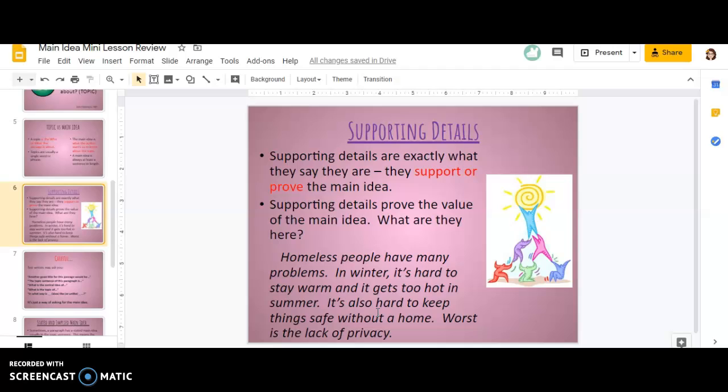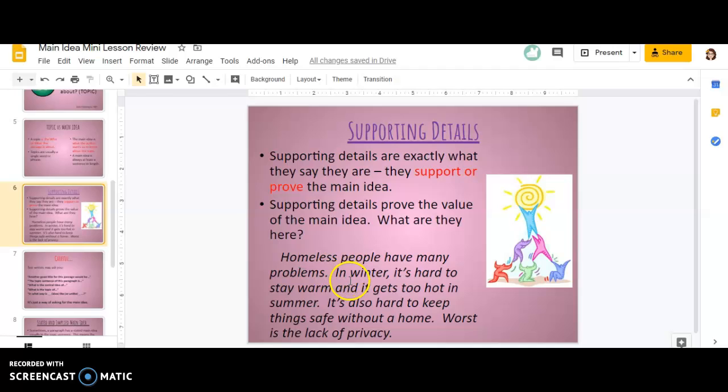And of course, there's no privacy. That's why you see a lot of homeless people get arrested for urinating in public. They don't have a bathroom, and lots of bathrooms in restaurants and places like that don't let people come in if you don't have the proper attire, or if, for example, you're not buying anything. And for homeless people, their main goal is survival. So all of these things down here are evidence that proves that homeless people have many problems.